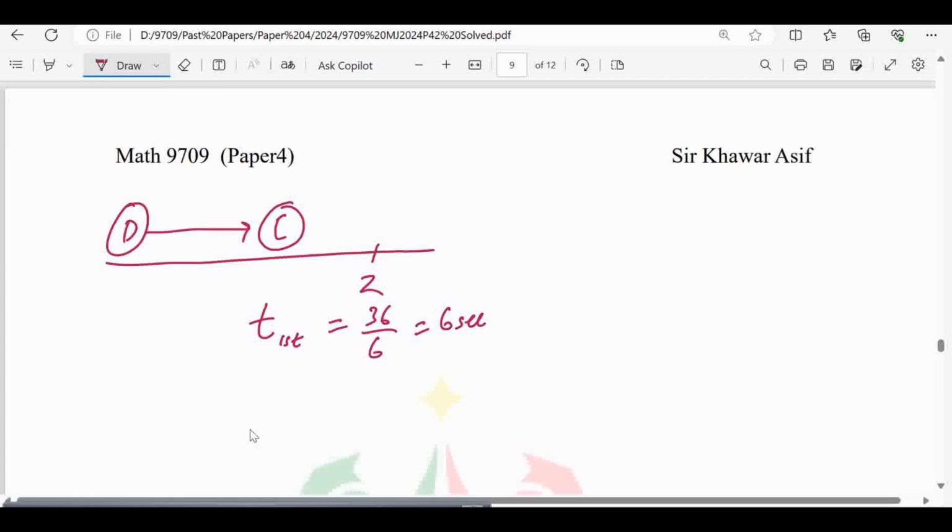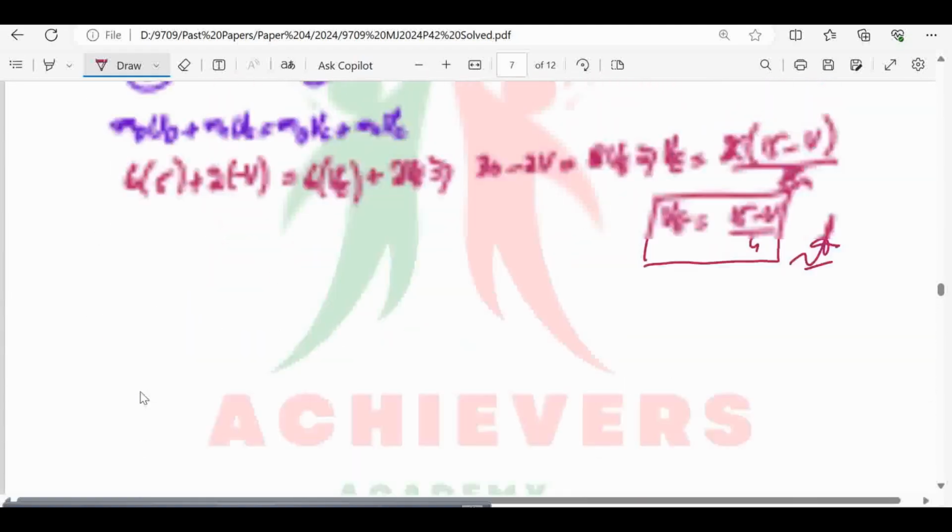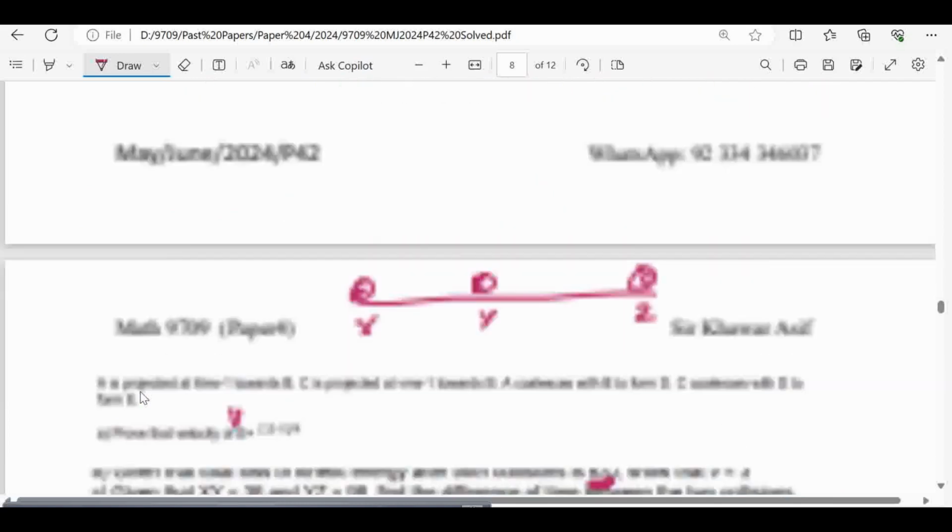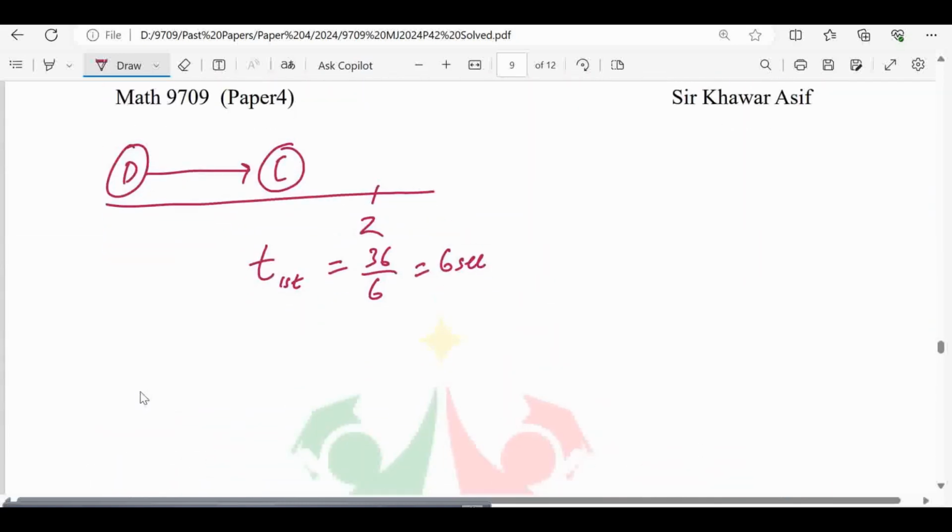And then the distance covered by C. Let me check it here: the distance covered by C in 6 seconds will be equal to 6 multiplied by 3, because 6 is the time and 3 was the velocity of C. As we know that V is equal to d by t, so d will be equal to V into t. So 18 meters will be the distance.